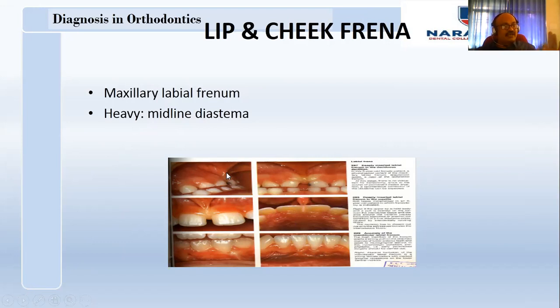Hence, this is called the blanching test. When you pull your lip up, there will be blanching of the mucosa of the frenum, plus you can see movement of the incisive papilla. Then the blanching test is said to be positive. This is called a high frenal attachment.